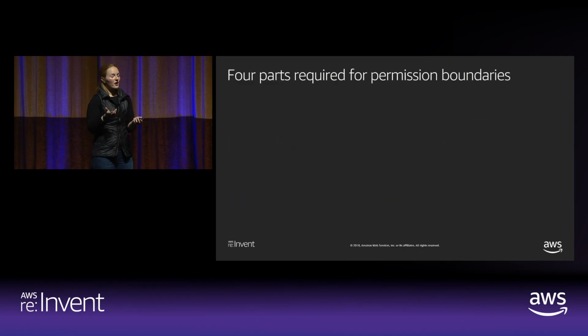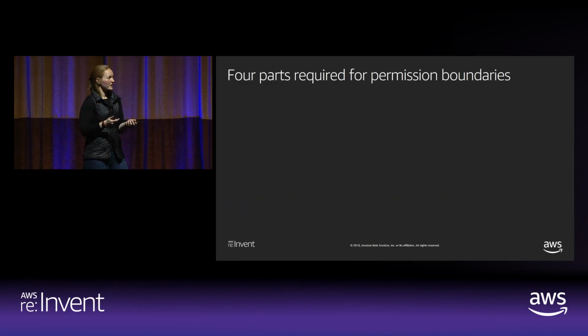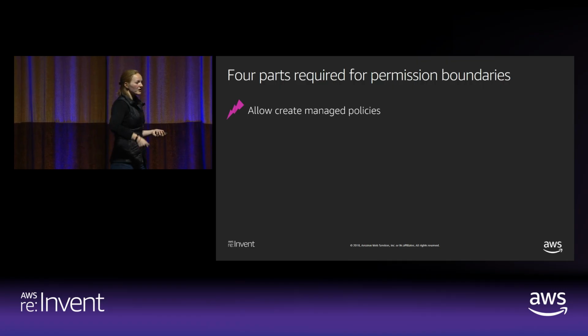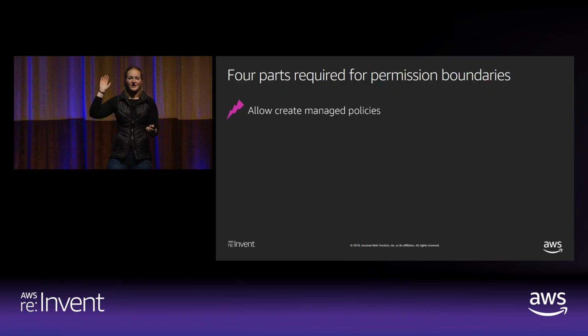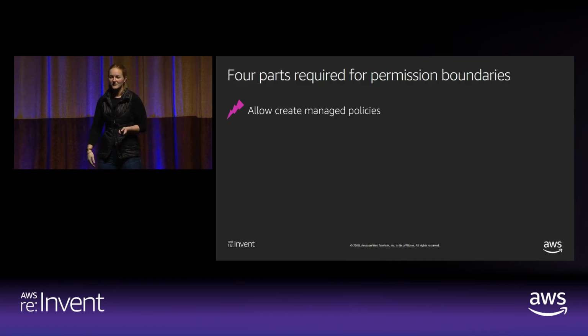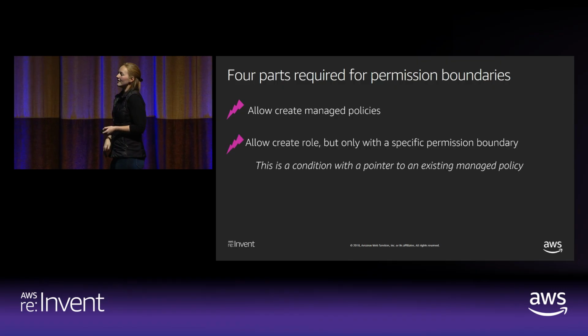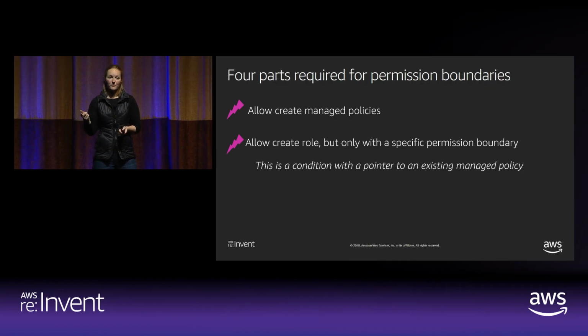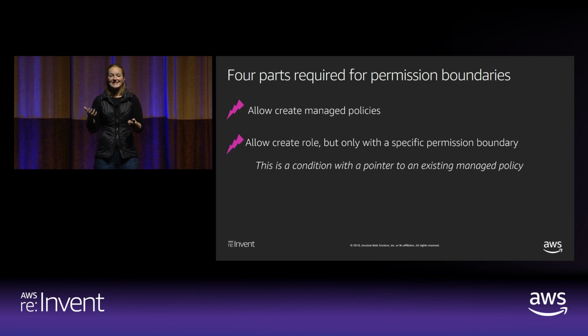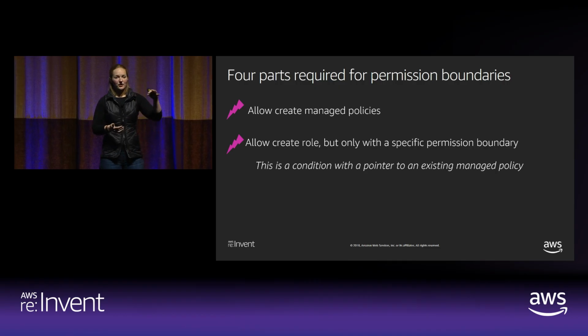So here are the 4 parts you need to think about when using permission boundaries. First is you need to allow create managed policies. This is not a dangerous action. You can allow Casey to create all the managed policies he wants, no big deal. Next is you want to allow create role, but only with a specific permission boundary. You can think of a permission boundary as a setting on a role or an attribute on a role. And so Casey, you can create roles with this naming prefix, but hey, only with this boundary.